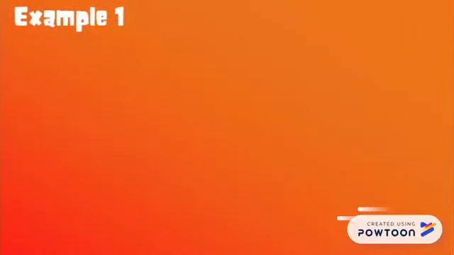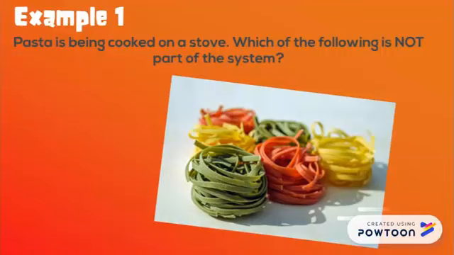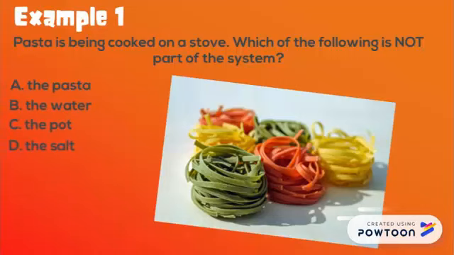Let's look at an example. Pasta is being cooked on a stove. Which of the following is not part of the system? The pasta, the water, the pot, or the salt? So the system is what we're trying to look at. The surroundings are everything else. So the only thing that would be in the surrounding would be our pot.